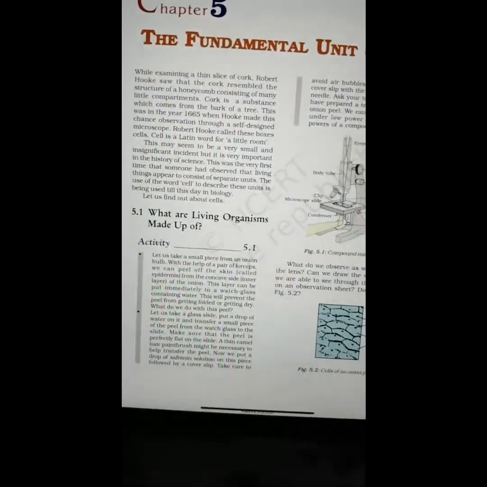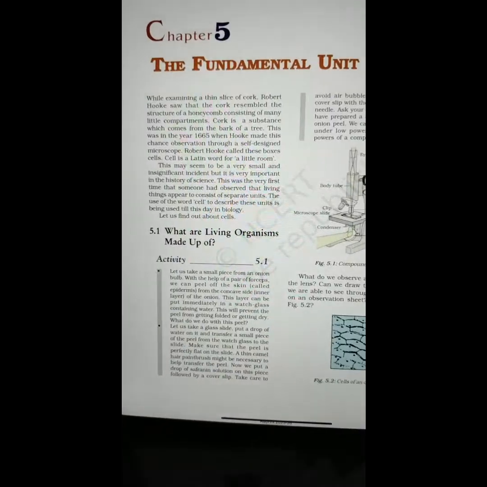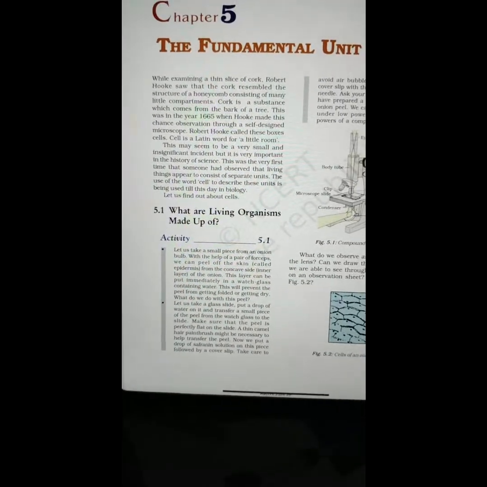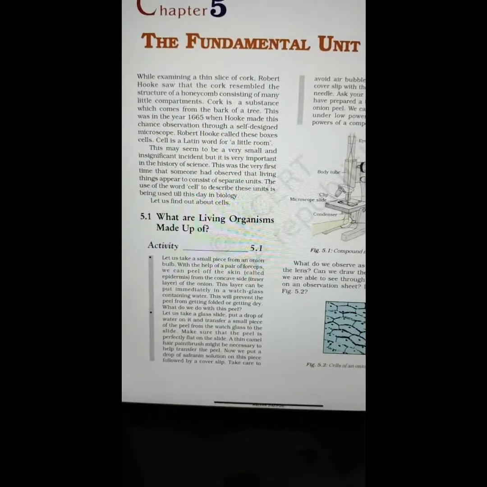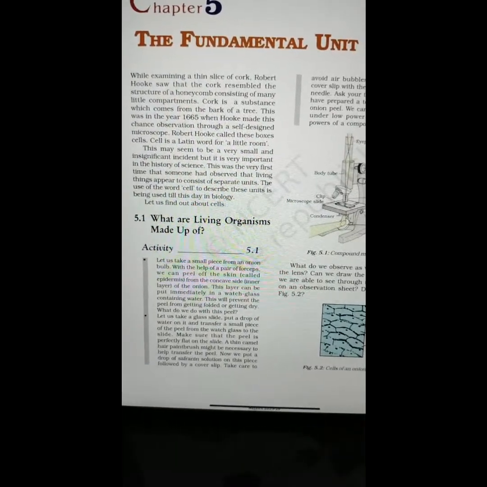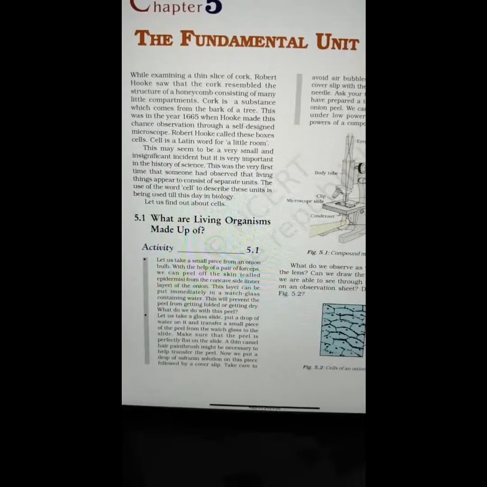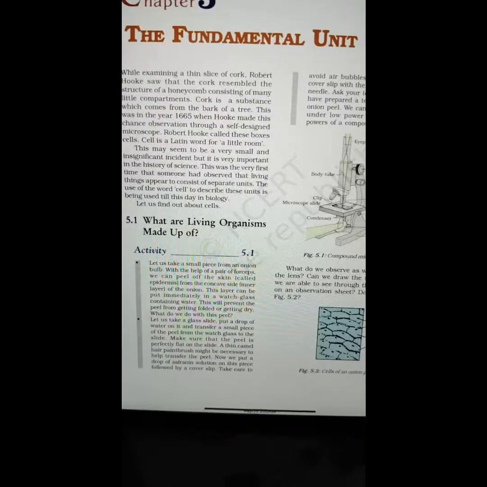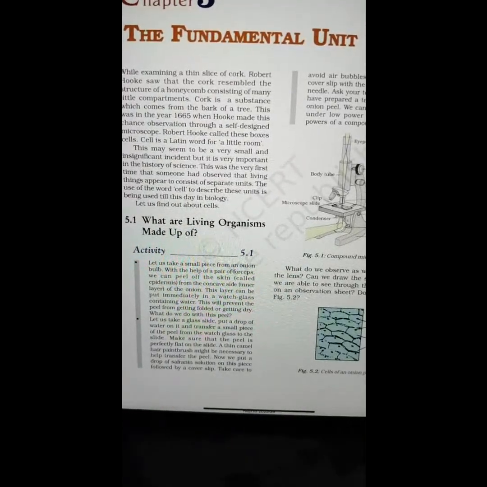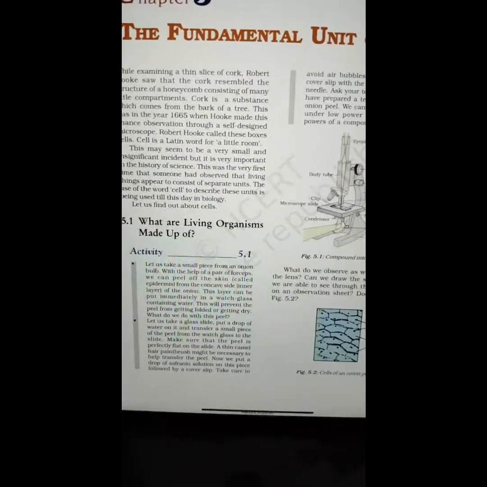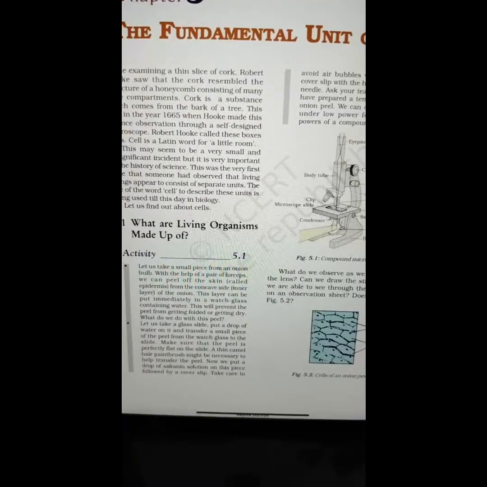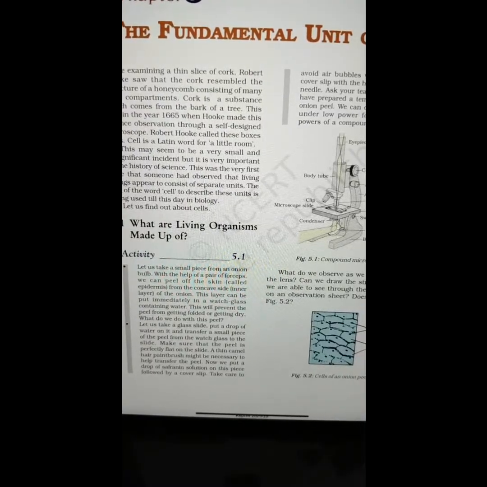So we are moving ahead to topic 5.1. The screen is clearly visible. What are living organisms made up of? Activity 5.1. Let us take a small piece from an onion bulb. With the help of a pair of forceps, we can peel off the skin called epidermis from the concave side or the inner side of the onion. This layer can be put immediately in a watch glass containing water. This will prevent the peel from getting folded or getting dry.